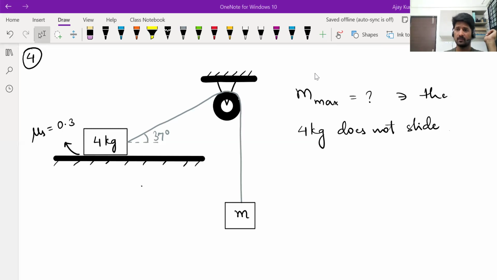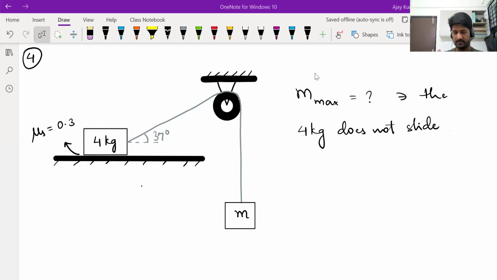Sir, the string, and also the mass. The mass is not attached to the 4 kg, no? Sir, P cos theta. It is the component of tension which makes the 4 kg slide.